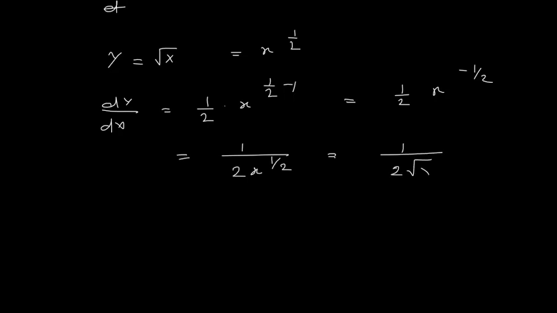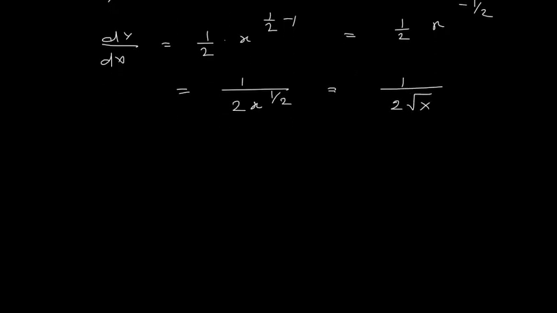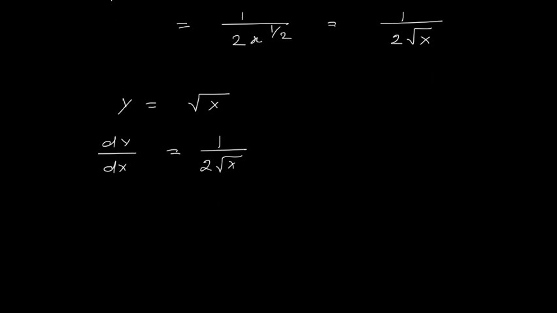2 root x. Now as many times we come across this function y is equal to root x, we remember that its derivative dy upon dx is 1 upon 2 root x. So instead of doing this whole calculation, we directly say that the derivative of root x is 1 upon 2 root x.